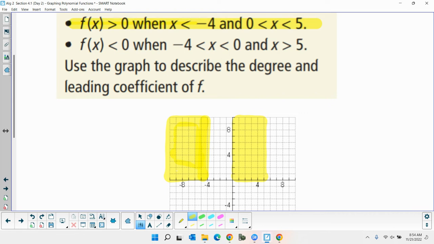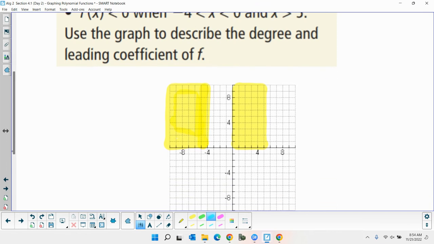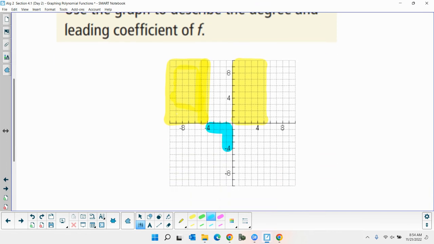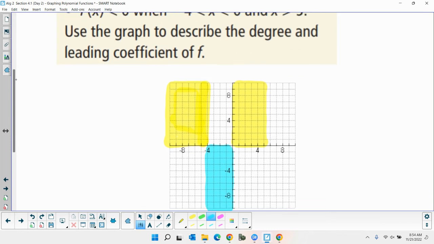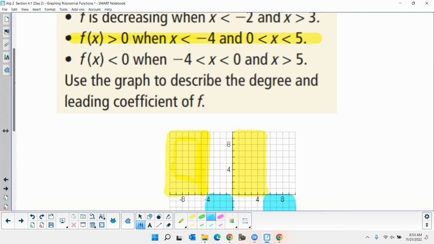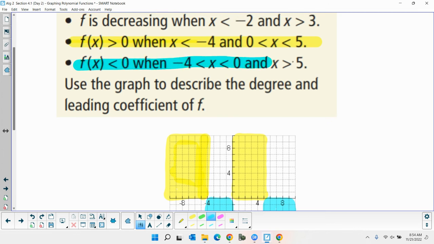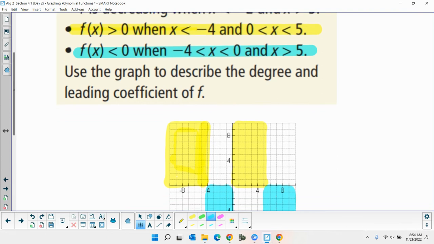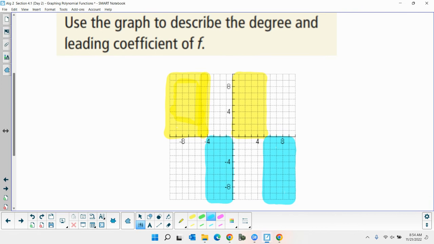Between -4 and 0. What else? Bigger than 5. Is that what it said? Greater than 5, right? Do we understand why I'm doing that? There's the blue. Again, greater than 0 means positive, less than 0 means negative. Above and below the x-axis. Does that make sense to you guys? Anybody have an issue with that? You okay with that?